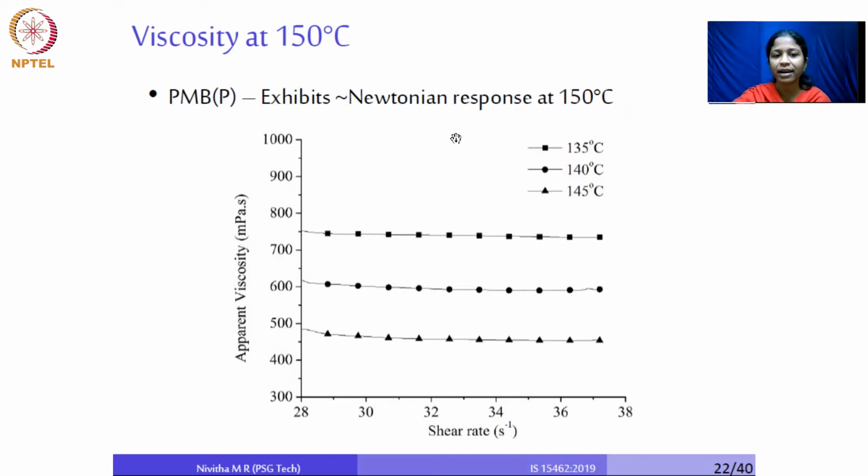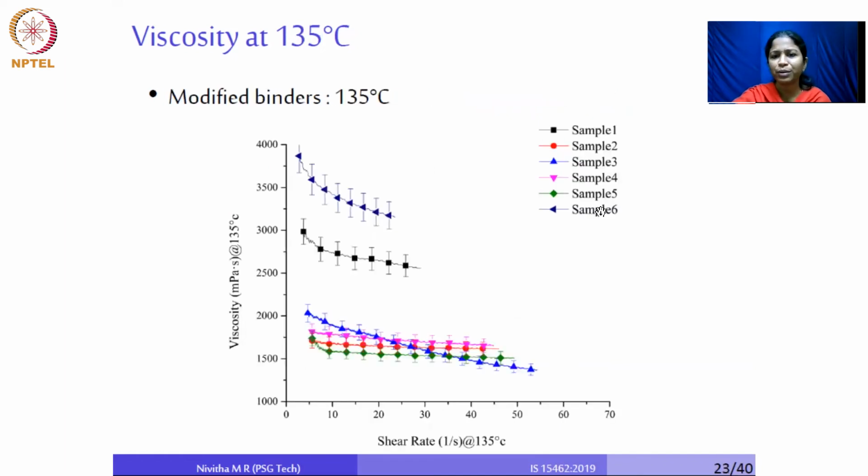To get more clarity regarding the nature of response at these temperatures, 5 or 6 samples were tested at different temperatures. These are all commercially available modified bitumen, and they could be elastomer based or plastomer based, but only either of these two. So 6 samples were collected and tested at different temperatures. You could see the results. This is at 135 degrees Celsius. Except for sample 4 and maybe sample 2, all of them are exhibiting a non-Newtonian response.